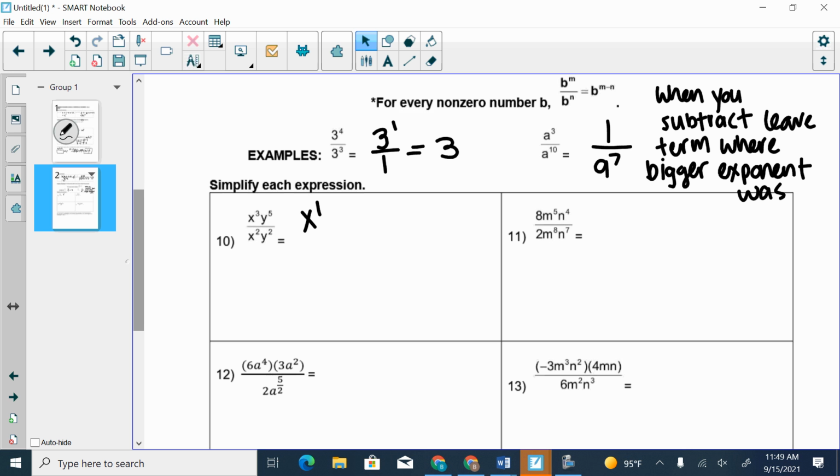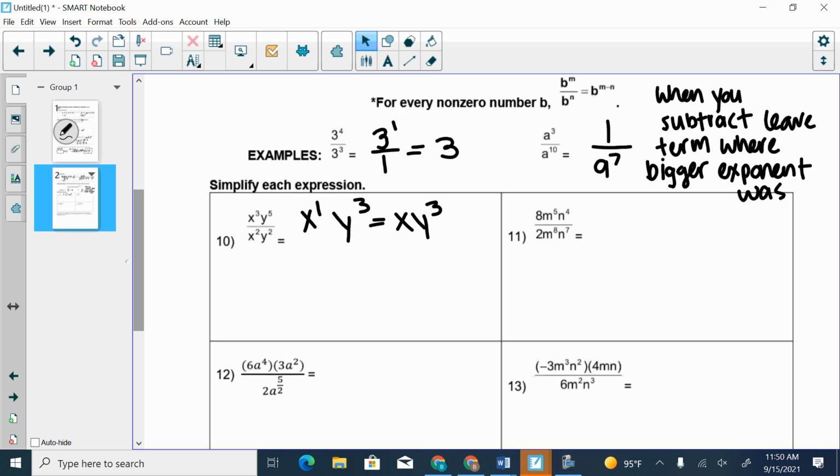All right? For y, my exponents are 5 and 2. So when I subtract, we get, and where are we going to put it? Top. Now, do I have to write this exponent of 1 with x? No, it's understood, right? So I don't have to put that there. I can just write this as x, y to the third. All right?